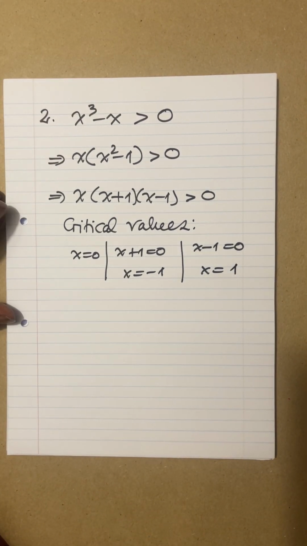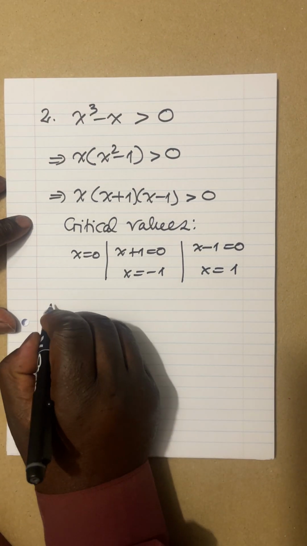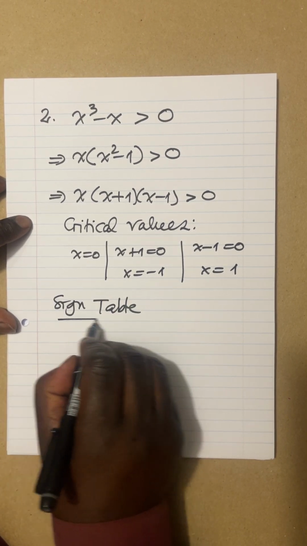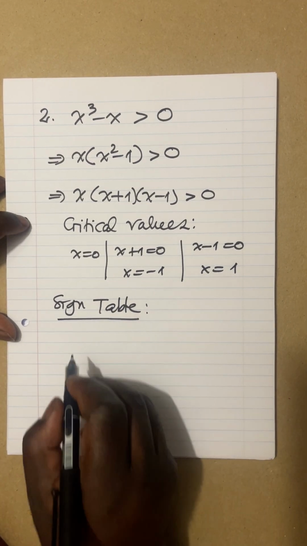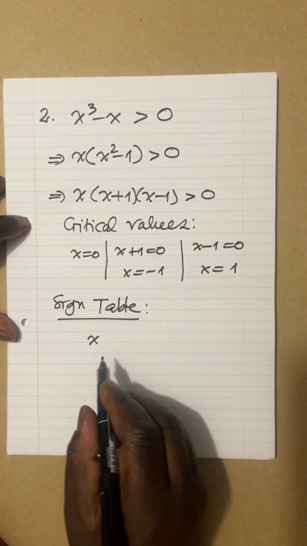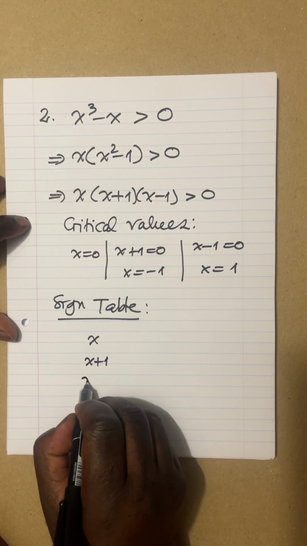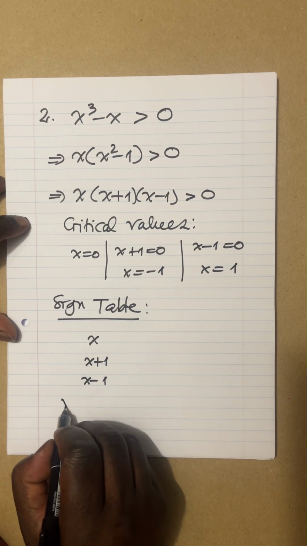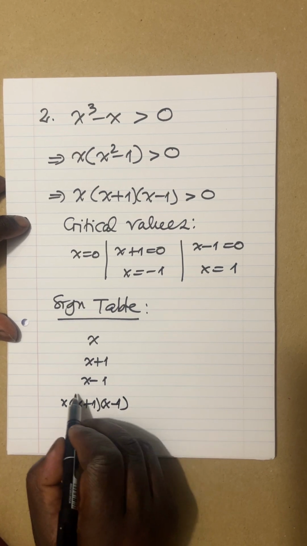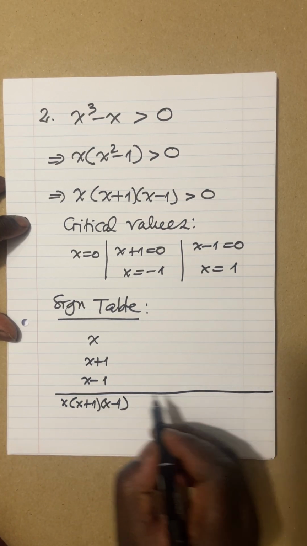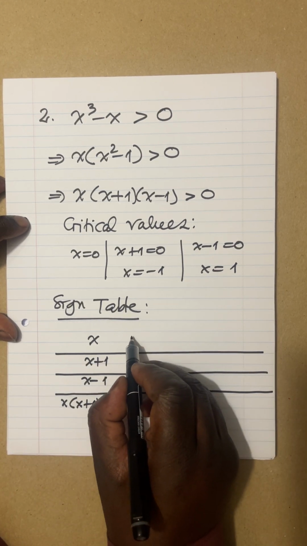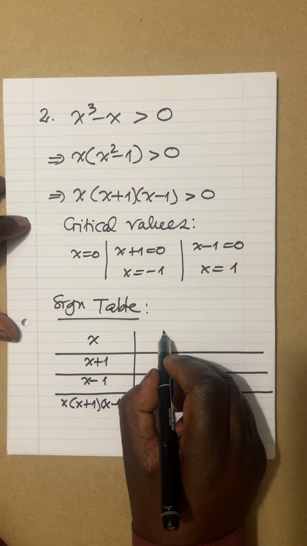At this stage, I'm going to use what we call the sign table. Sign table is not famous in high school, but this is very critical. You will see shortly. So the sign table basically says we're going to take our three factors: x, the next one is x plus 1, the next one is x minus 1. And we're talking about the product now, x times x plus 1 times x minus 1. And we create a table as follows, like that.